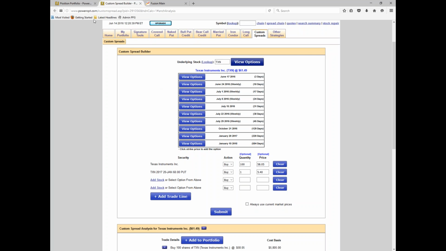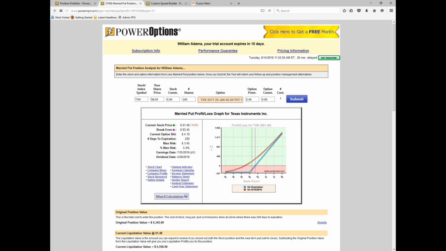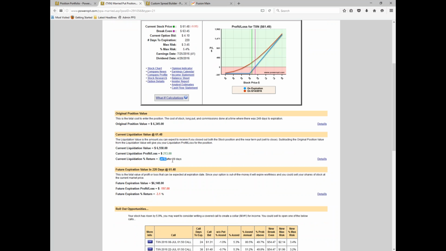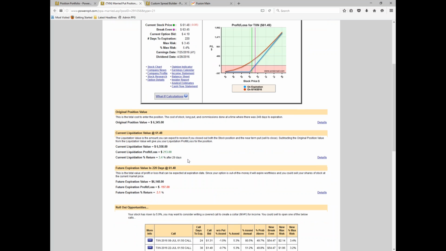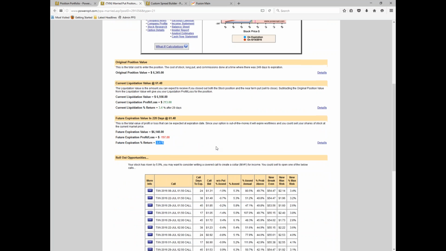Well, first, for those of you that are using Power Options, you know that at any time, as you're tracking any position in the portfolio, whether it's a covered call, a married put, maybe a credit spread, we can go to the Position Actions menu and go to Position Analysis. The position analysis gives us a breakdown of our current position. There's our 3.4, 3.8% gain after 29 days. And if we held it all the way to expiration, we'd only lose 3.1%, assuming we did nothing else.